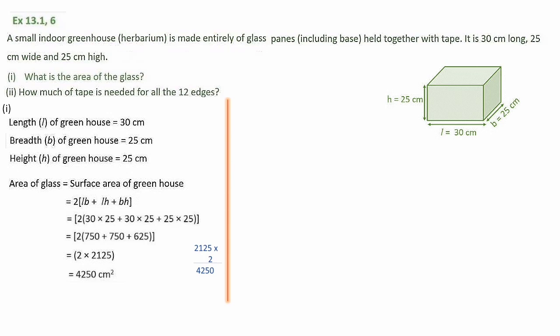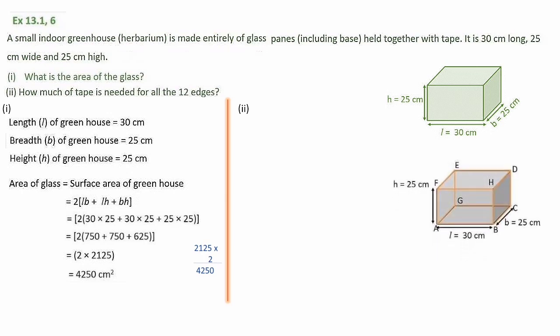Next is the second question. How much tape is needed for all the 12 edges? Here, for what purpose is the tape used, that is the question. A small indoor greenhouse is made entirely of glass planes held together with tape. These glass planes are held together with the tape, which means the tape is used along these edges. Let's visualize it. These orange colored lines show the edges, and at these places they are using the tape for fixing the glass.